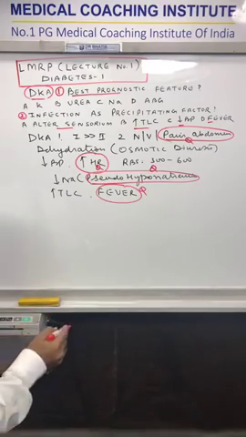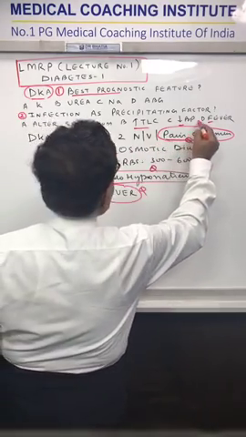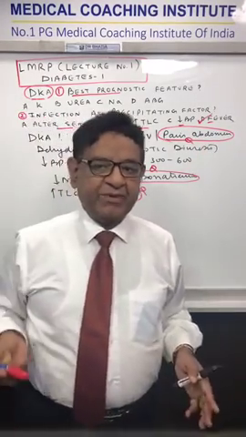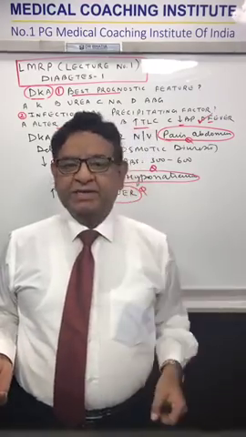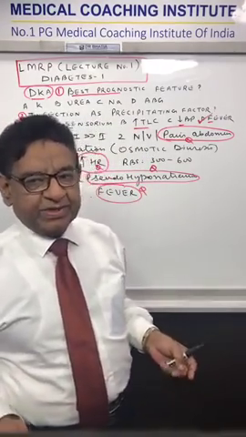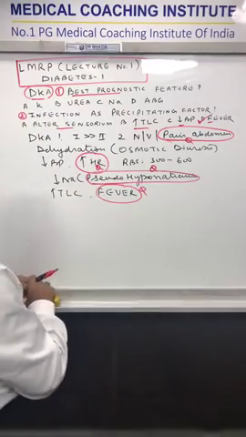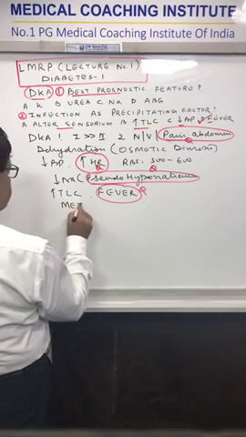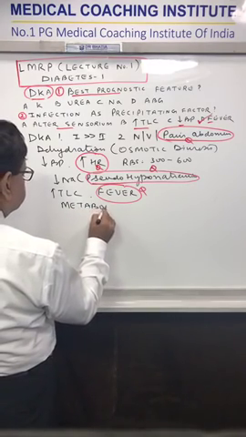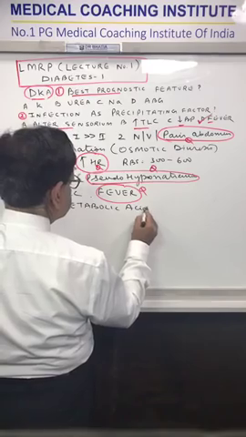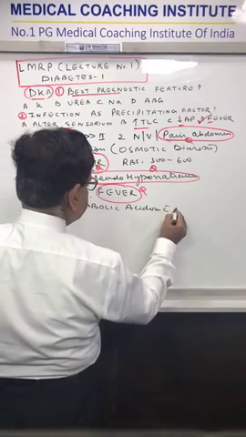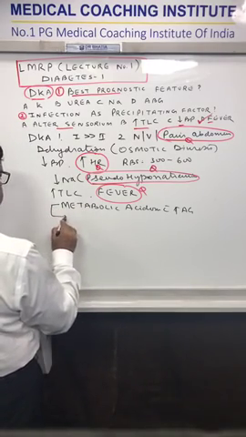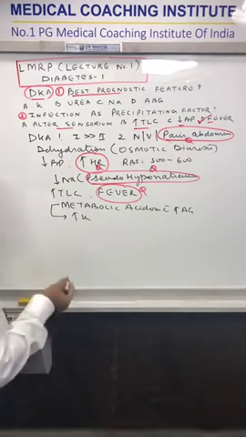So that's why in question number 2, the answer is fever. Infection is indicated by fever, not by increased TLC count, which is ordinarily a feature of DKA. What else do we get in these patients? You get metabolic acidosis with increased anion gap. And due to the same reason, it leads to hyperkalemia.